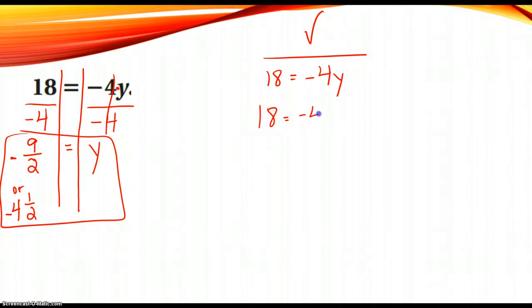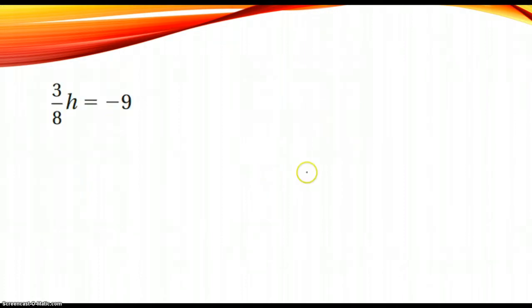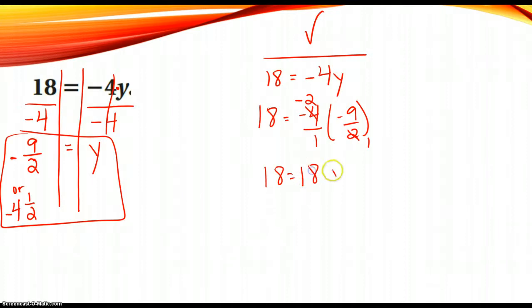So we have 18 equals negative 4 times negative 9 over 2. Since we're multiplying here, I'm just going to make this negative 4 a negative 4 over 1, because that's the same value. So we have negative 4 and 2, those can cancel out. This negative 4 becomes a negative 2. That 2 becomes a 1. And when we multiply across, we get 18 equals negative 2 times negative 9, which is 18. So 18 equals 18 there. So we know that y equals negative 9 halves or negative 4 1/2. Both are the same. One's just written as an improper fraction, and one is a mixed number.